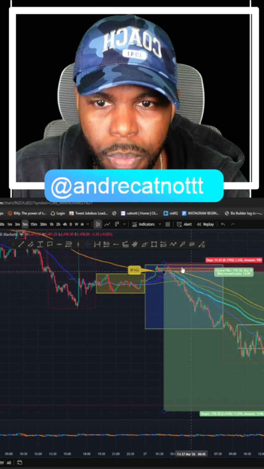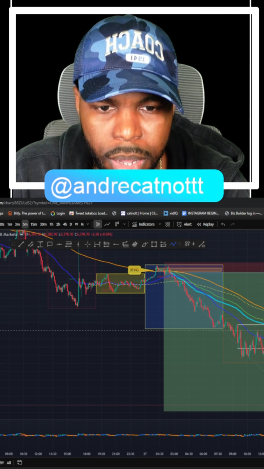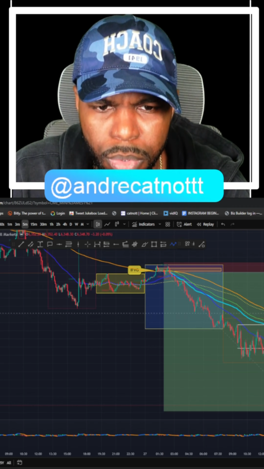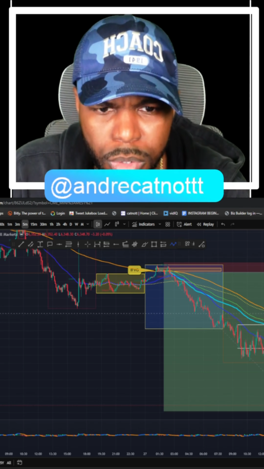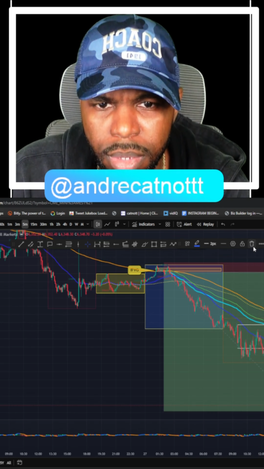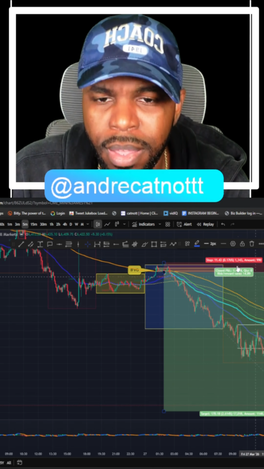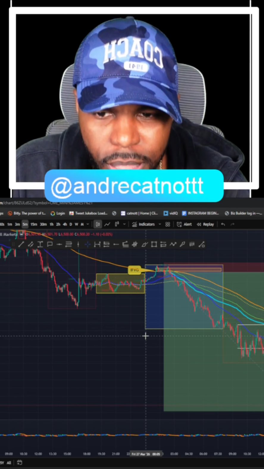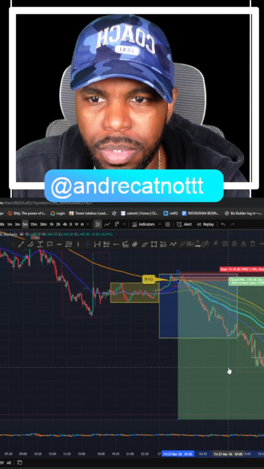If I don't see price come above this anchor VWAP handoff, I don't see multiple closed candles above it, then I'm holding the trade. Of course, if price had done that, I would have closed the trade. Okay, I just wanted to throw that in there as well.